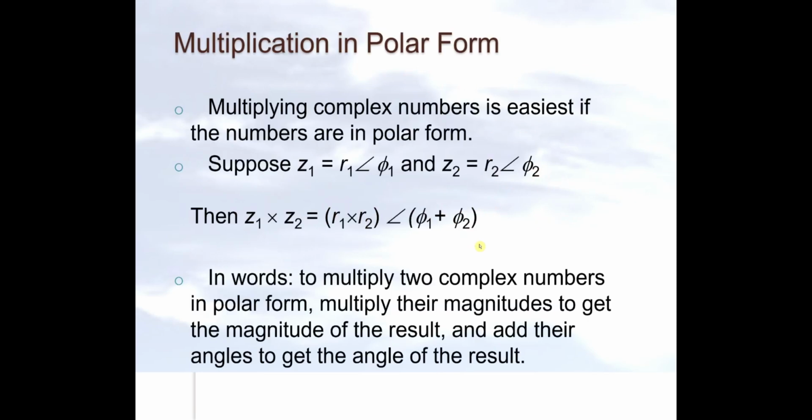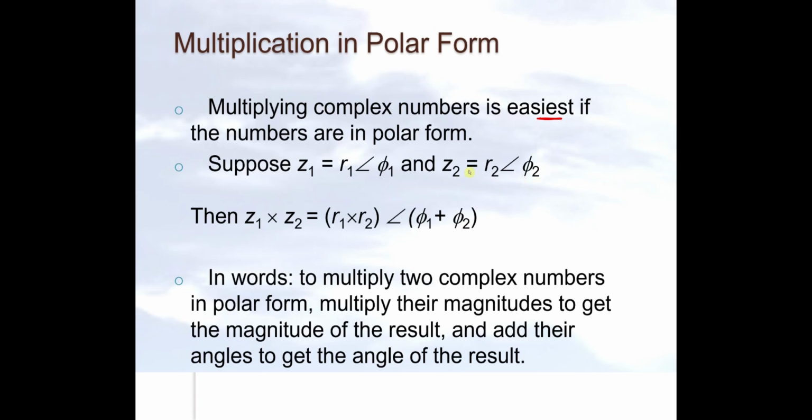Okay, now let's go and explore multiplication and division. We start with multiplication. Multiplication is easiest if we use the polar form or the exponential form. So suppose that I have two numbers, z1 has a magnitude r1 and a phase or angle phi1, and a second number z2 whose magnitude is r2 and angle is phi2.